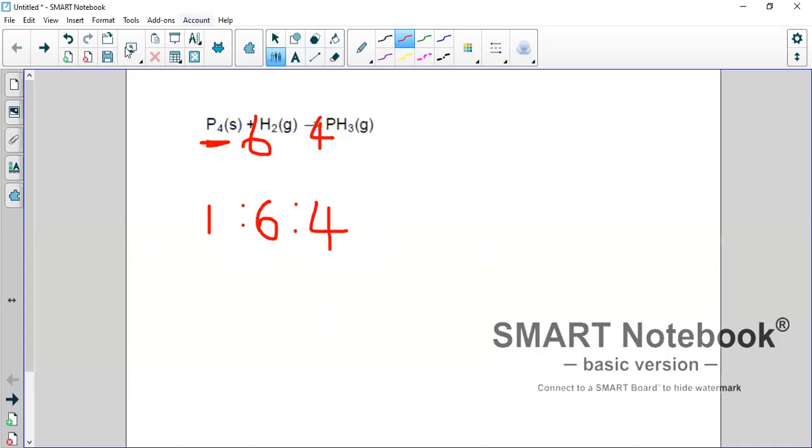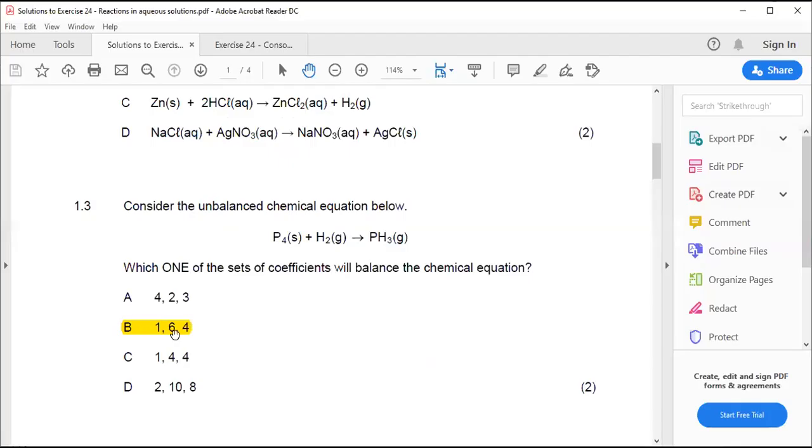So I go and check on my choices that have been given. We're looking for 164. All right. So the answer comes out as B. So your option there is B, 164. That becomes your answer. That's the balanced equation. Right, so that's how you balance that.